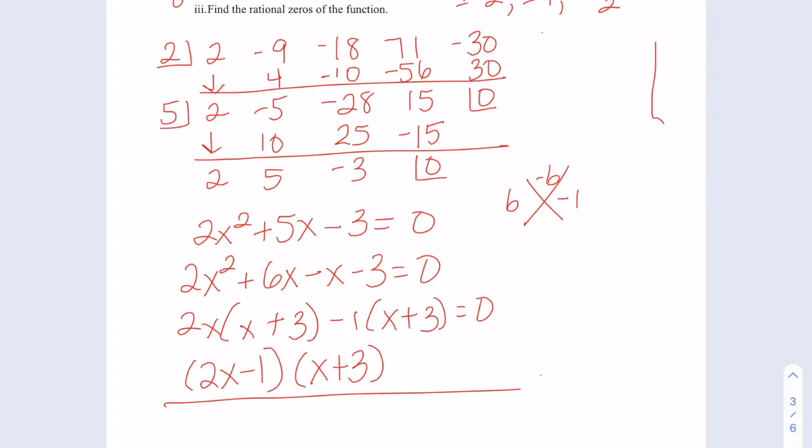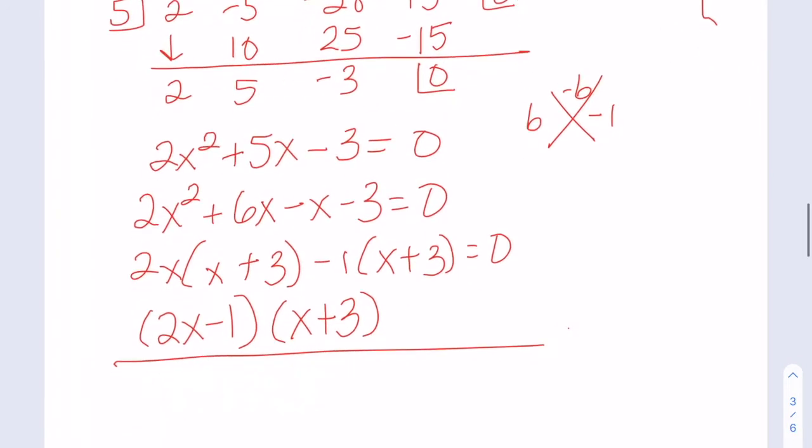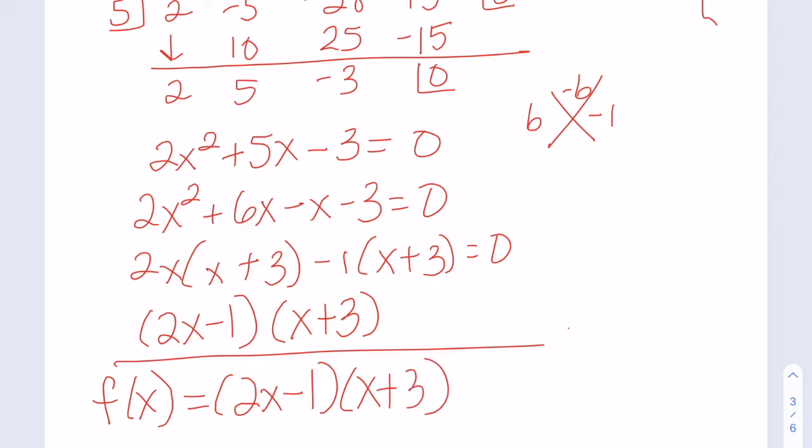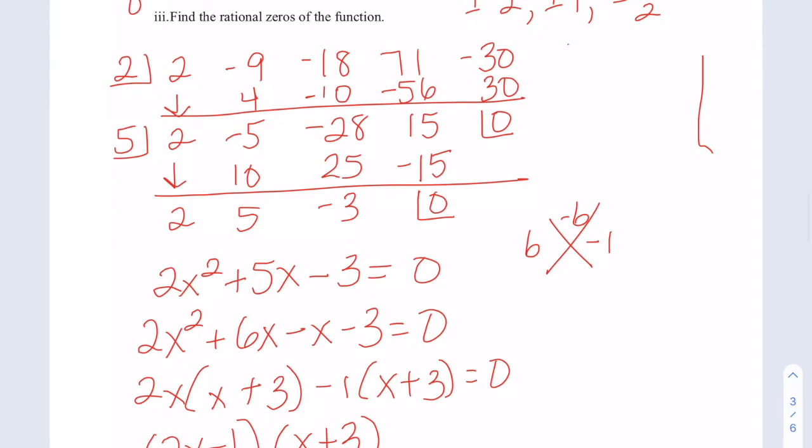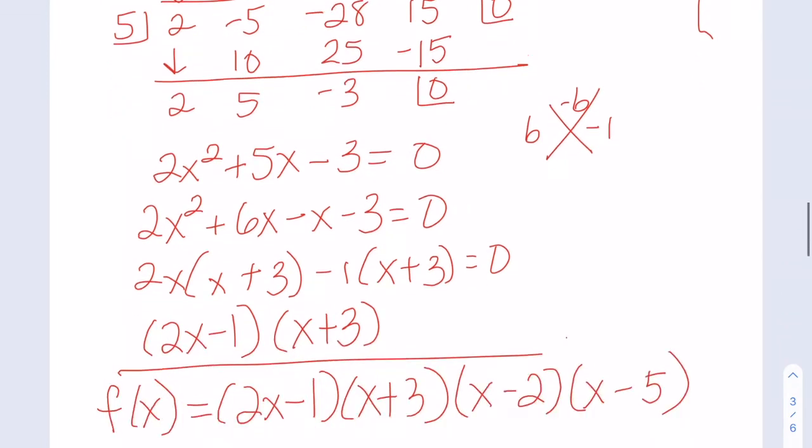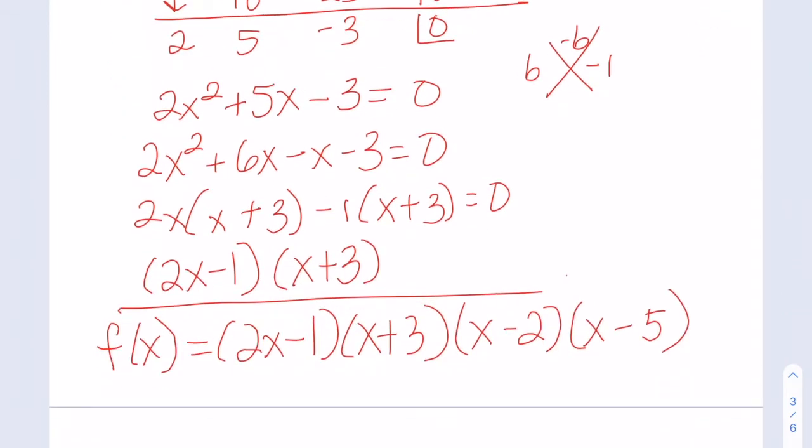So if I was going to write this in linear factorization, f of x would be (2x minus 1)(x plus 3). And don't forget those 2 factors that we divided earlier, x minus 2 and x minus 5. Remember, that was the factorization, but this is looking for the zeros. So we want to make sure we write those zeros out. There's going to be 4 unique zeros.